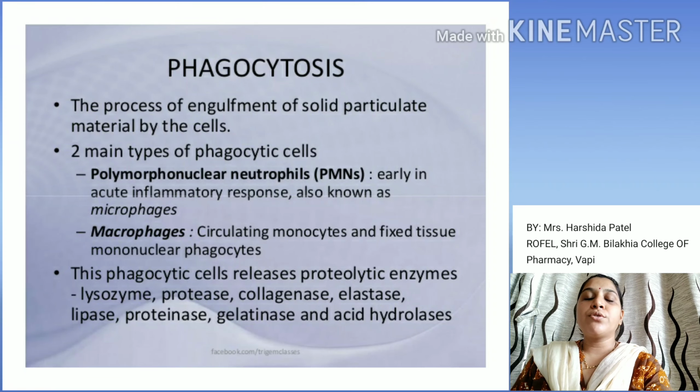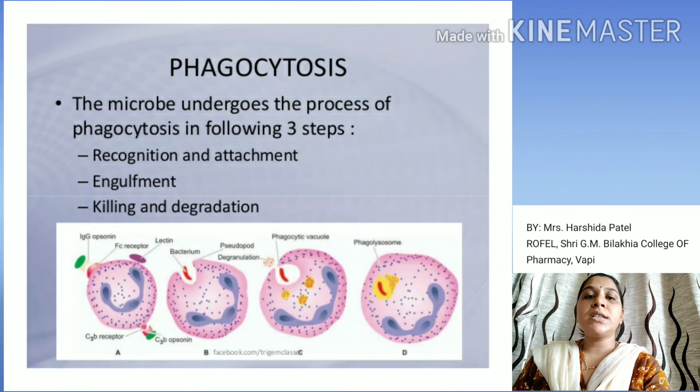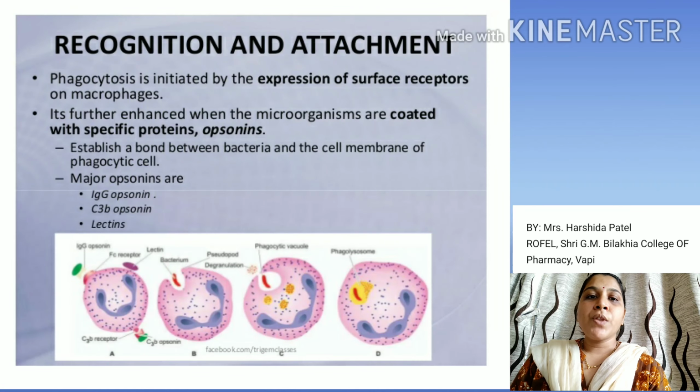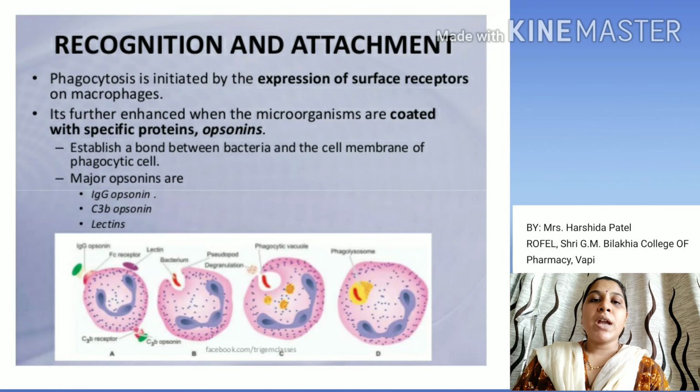Now, we are going to see the process of phagocytosis. Phagocytosis contains three steps: first is recognition and attachment, second is engulfment, and third is killing and degradation. The first is the recognition and attachment process. Phagocytosis is initiated by the expression of surface receptors on the macrophages.